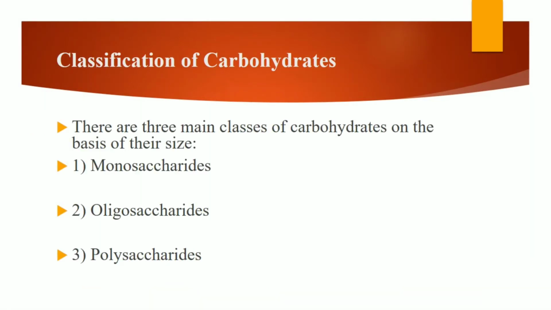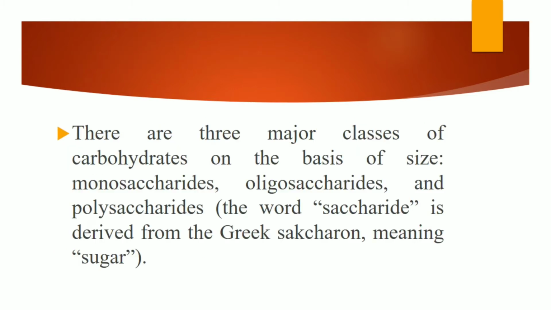Now let's talk about the most important part of the carbohydrates, and this is classification of carbohydrates. There are basically three main classes of carbohydrates on the basis of their size. Number one is monosaccharides, number two is oligosaccharides, and number three is polysaccharides. Now let's talk about each of these three in detail.